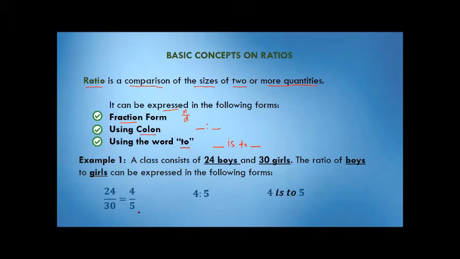4 over 5. Now, kung sa colon form naman is nandito yung first quantity, nandito yung second quantity. So this is 4 is to 5. So 4 colon 5. So binanggit natin through statement is 4 is to 5. Okay, so nauna yung first quantity which is 4 followed by the second quantity 5. Okay, so that is how we express a ratio in three forms.